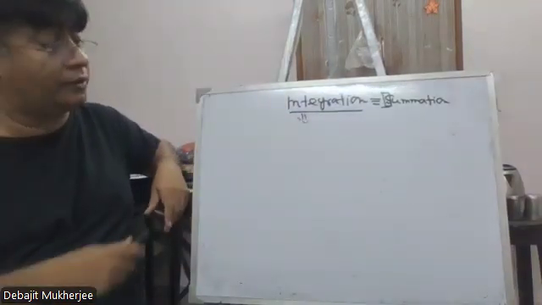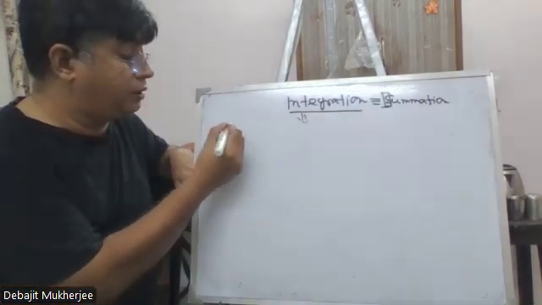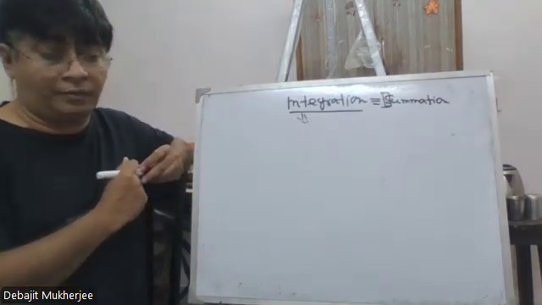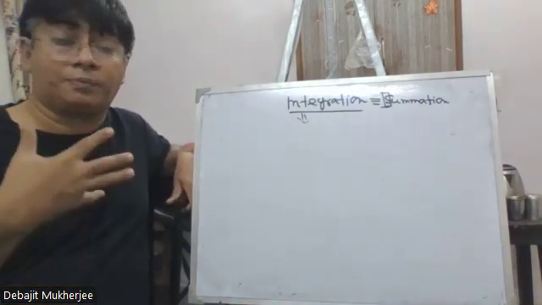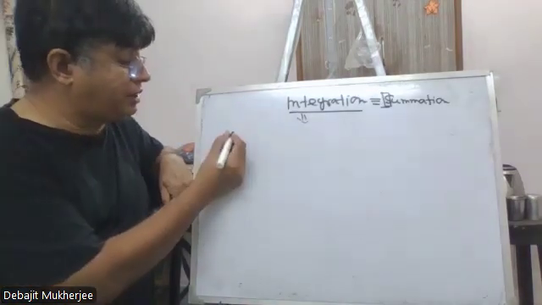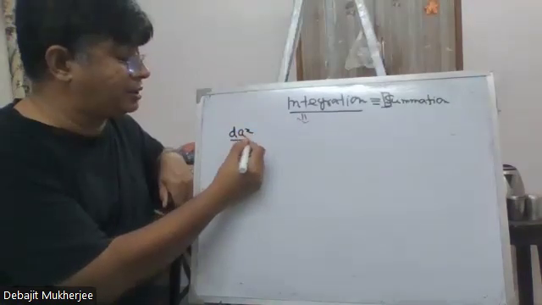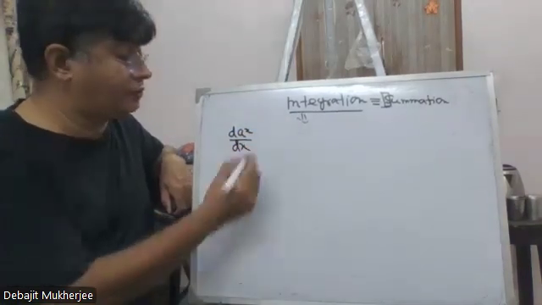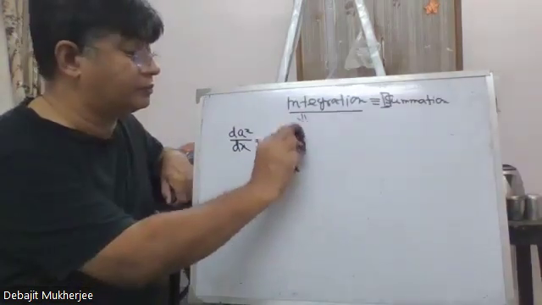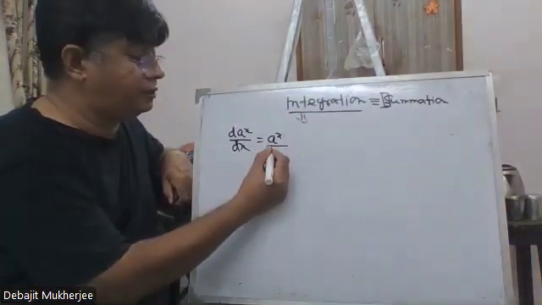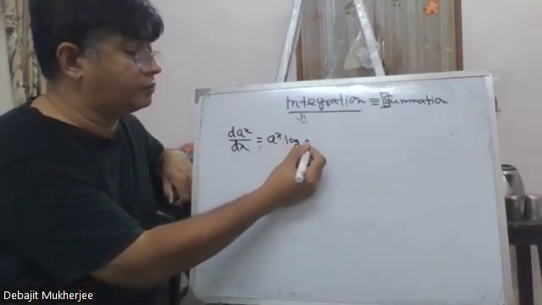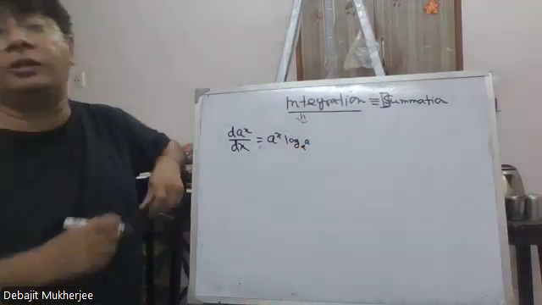Now, a few formulas you have to learn. These formulas are the reverse of the formulas of differentiation. See, I'm showing you. In differentiation, you did what? Say a to the power x with respect to x. What you got? A to the power x log a.